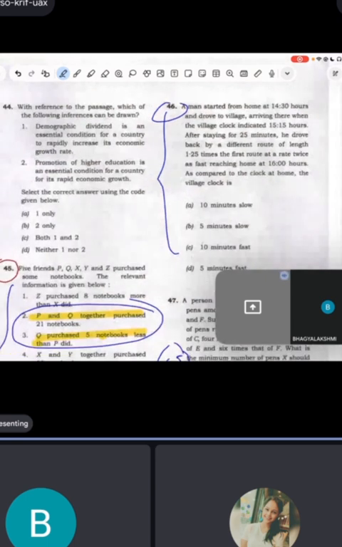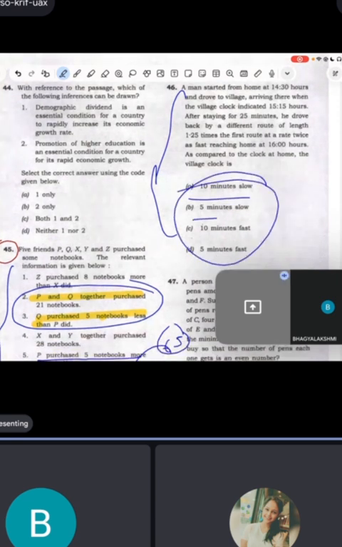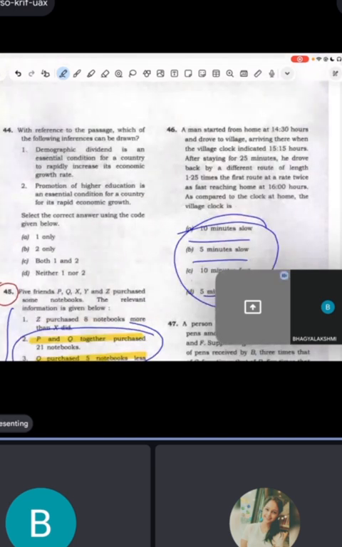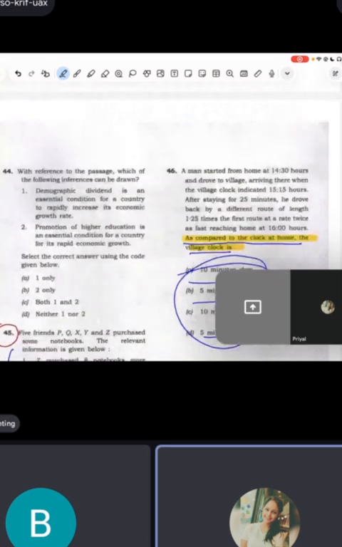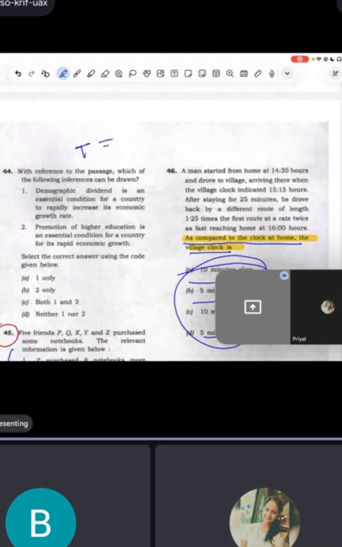See guys, this is a clock question, but they have tried to make it difficult. But if my concept is clear, this is not difficult. The options are difficult because they are very close, but this is easy actually. Tell me what we have to find out: time. As per the clock, what time is the village clock? Time equals distance upon speed.